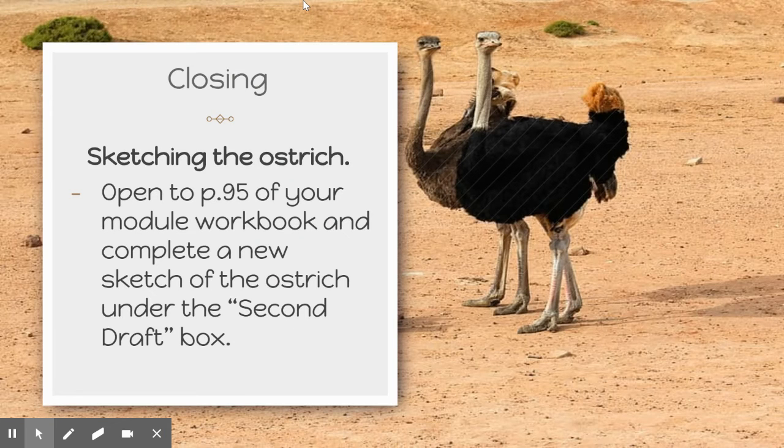And when you're done, I want you to go to page 95 of your module workbook, and you're going to complete the second sketch of your ostrich under the second draft box. Have fun with this. We do want it to look as lifelike as possible. You're eventually going to want to see progression in how you're drawing this ostrich. It's probably going to go from worst to best as we continue to draw.